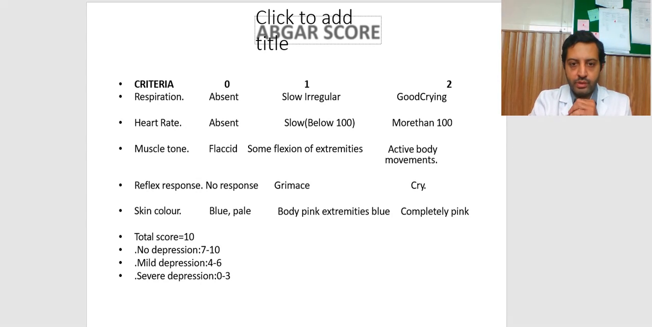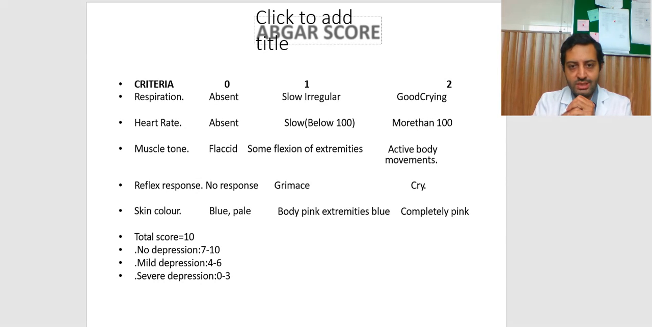All right. A for appearance, P for pulse rate or heart rate, G for grimace. Here you can see the reflex response, and A for activity or muscle tone. What is the movement of the newborn baby? And R for respiration. So different numbers are given starting from 0 to 2.